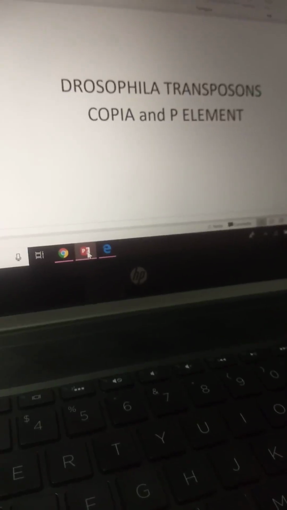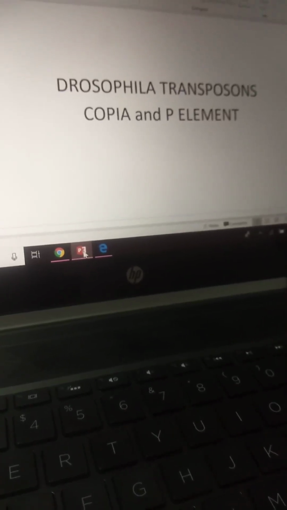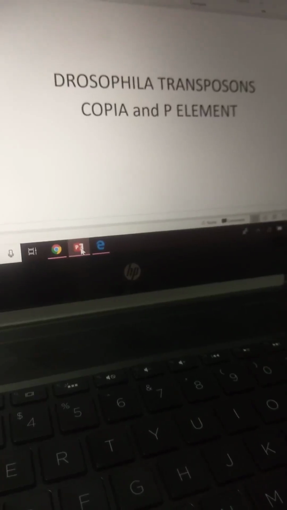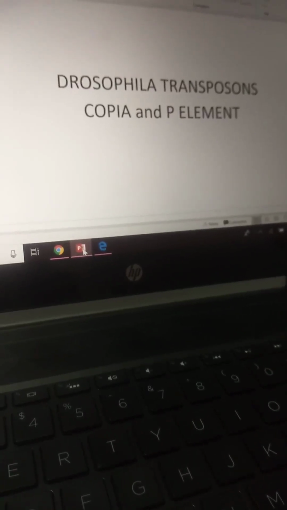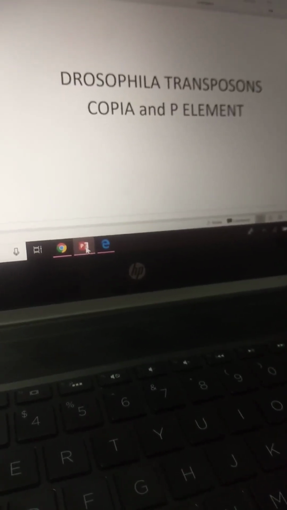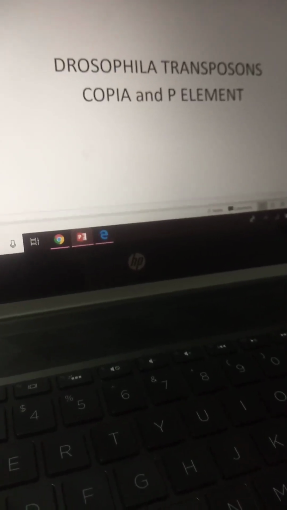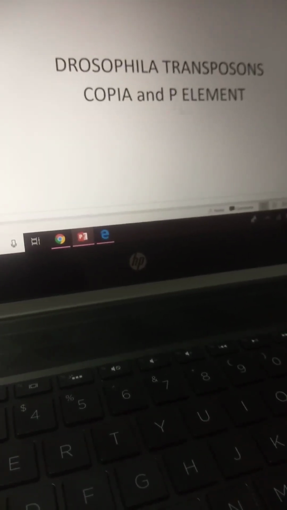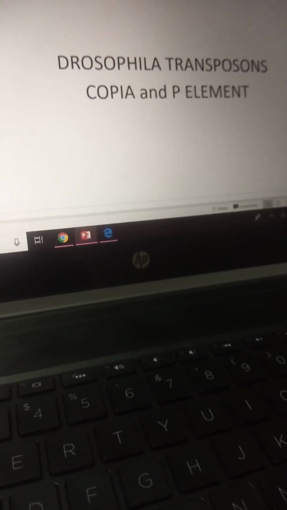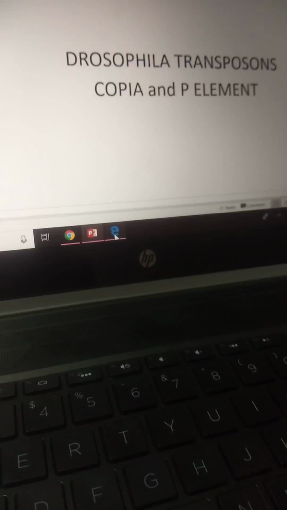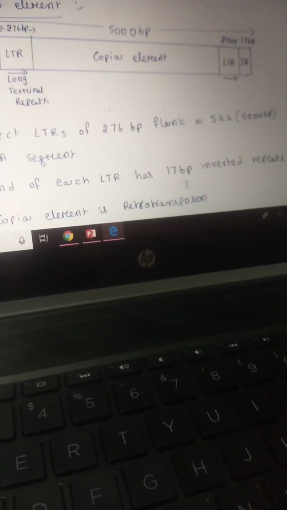Hello students, now we are going to discuss Drosophila transposons. It is estimated that 15% of the genome of Drosophila is mobile, so it contains transposable elements. There are two classes of transposons observed in Drosophila. The first one is copia element and the second one is P element. Now we will discuss the P element in detail.